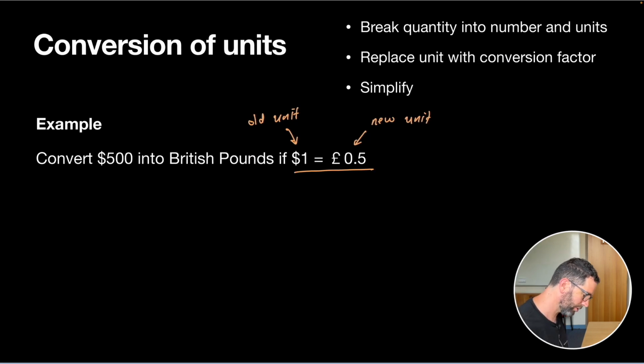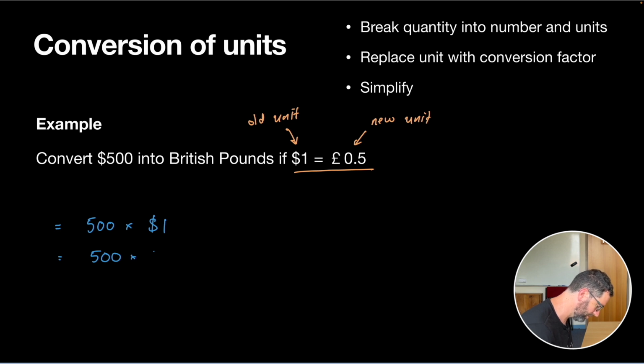So we break our quantity into a number and a unit. We'll take our $500 and we'll say that equals 500 lots of $1. And then we replace the $1 using our conversion factor and put it into our new unit, 0.5 pounds, and then we get out our calculator, multiply the numbers together, and that says that we have 250 pounds.